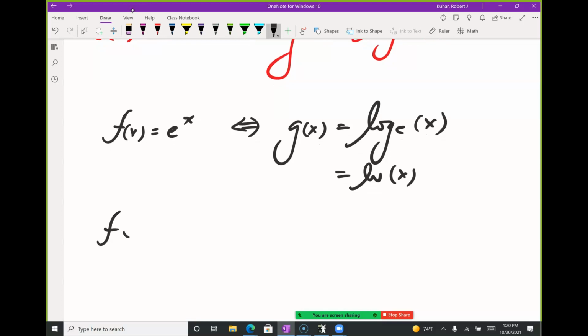So if f of x is 10 to the x, this is a pretty important base to us for some reason.